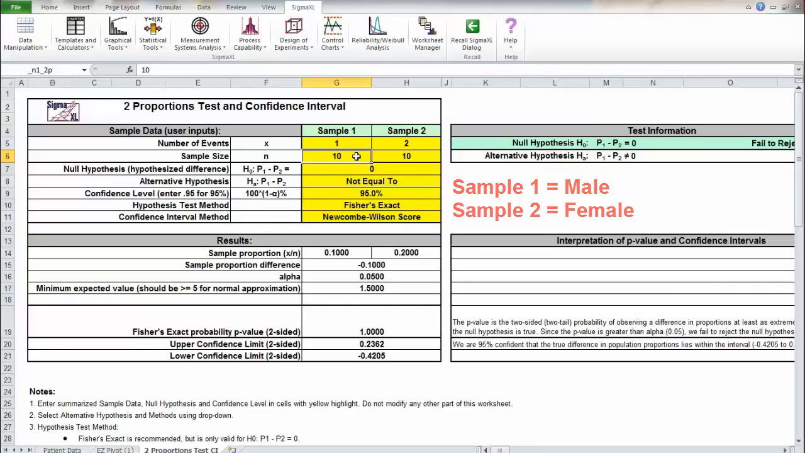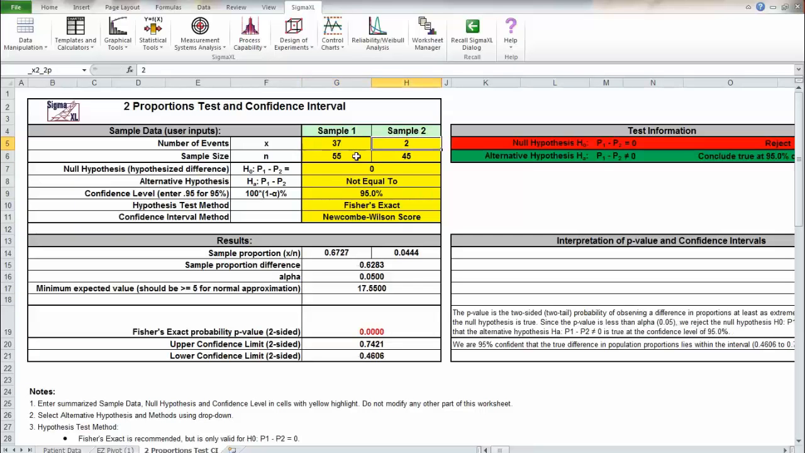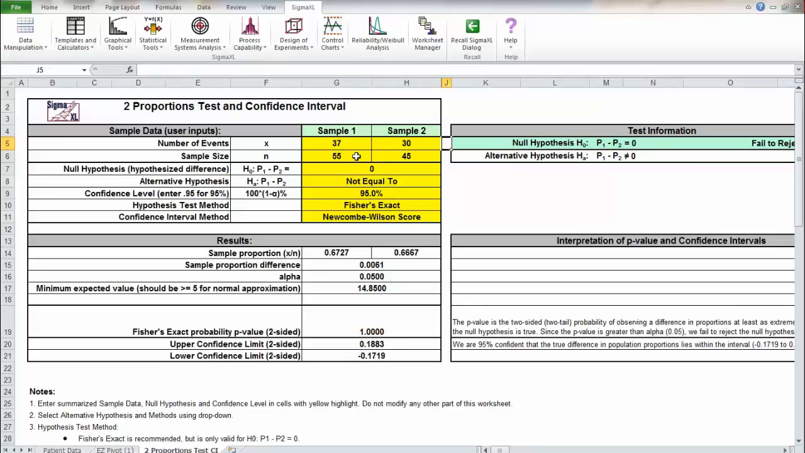So the total number of males surveyed was 55. The total number of females surveyed was 45. We then go to the event, which would be a satisfied patient. 37 males were satisfied, and 30 of the females were satisfied. Immediately we get our results.